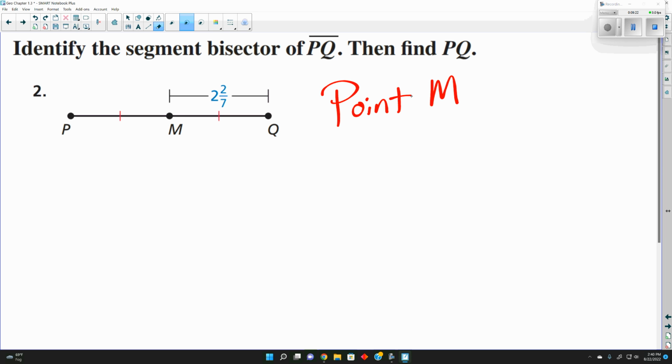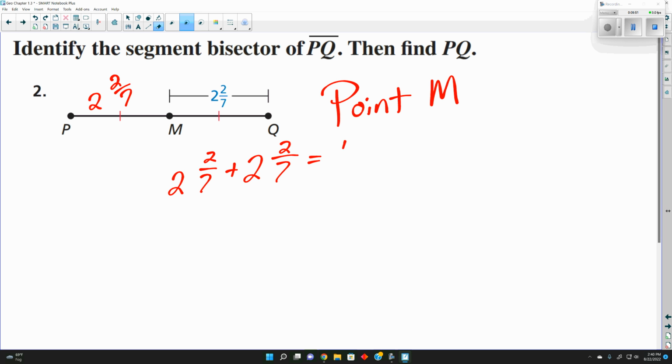Well, since it is a segment bisector, it's the midpoint, which means this other length is 2 and 2/7. Because it cuts it in half. It cuts the whole line in half, so each of the two halves have to be the same. Well, to find the whole length, well, we can add these two together.